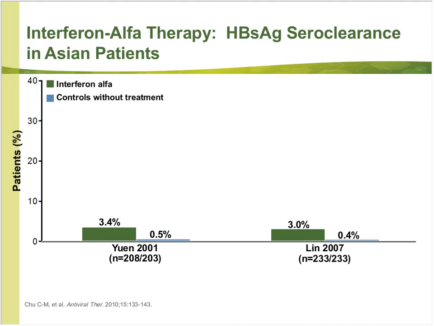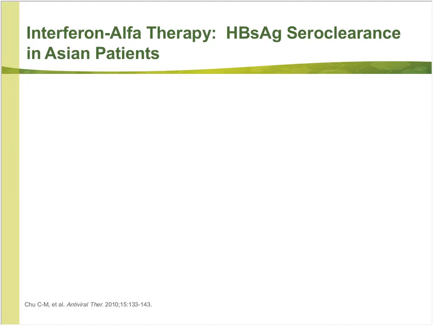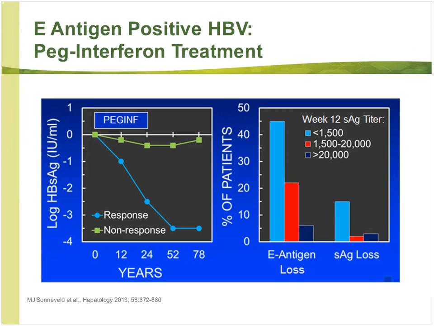This is recent data, 2010 from Dr. Chu. Now, in e-antigen positive patients, you can see in responders a beautiful decline in S antigen. And you can follow those patients out long-term and show the S antigen decline or clearance. Here on the percent side, on the right side, E loss and S loss, you're looking at an S antigen titer at week 12 of 1,500.